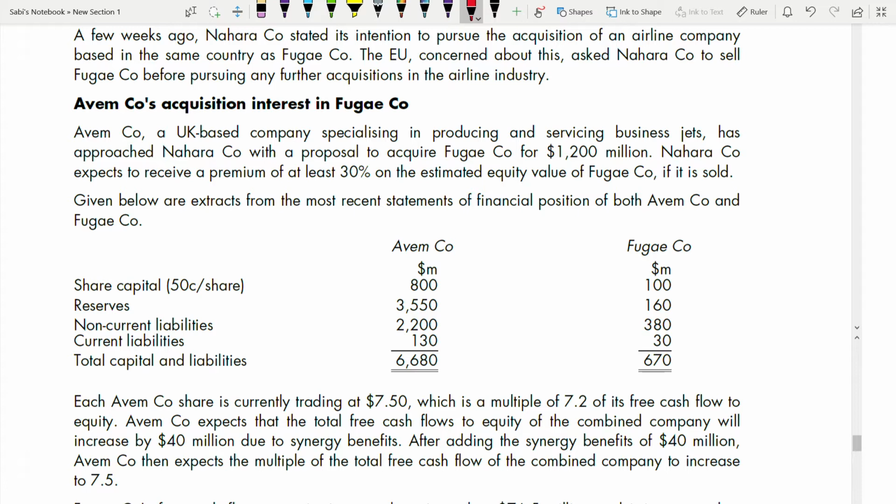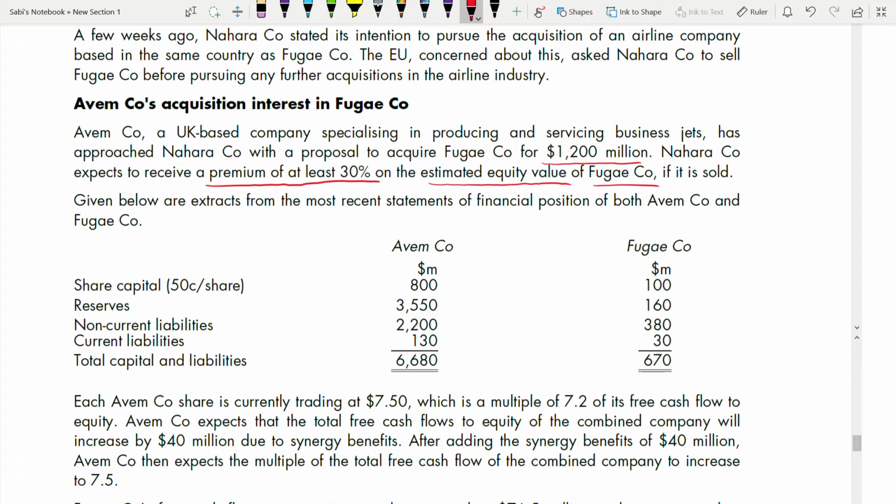In other words, for this much. Nahara expects to receive a premium. Now, understand who is selling and who is the one receiving. Here Avem is the one who is buying, so Avem has to pay. To whom? Nahara. Because Fugoi has been acquired by Nahara, it is in the hands of Nahara now. Nahara is selling the Fugoi company to Avem. So Nahara is the one who will be receiving the premium from Avem. So Nahara expects to receive a premium of at least 30% on the estimated equity value of Fugoi if it is sold.